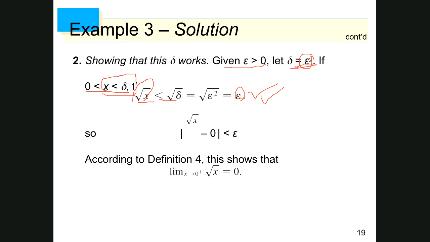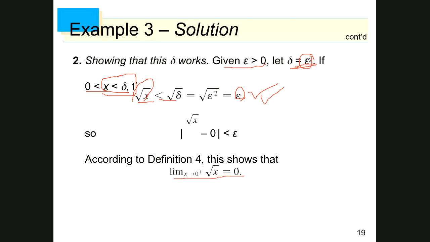I need to find root. That tells you that once you hit the step here, you should be looking for root of delta. All right. So the distance between root of x and 0 will be less than x at. And according to definition 4, you can just say therefore this limit, according to the definition of the limit, this limit here is equal to 0.